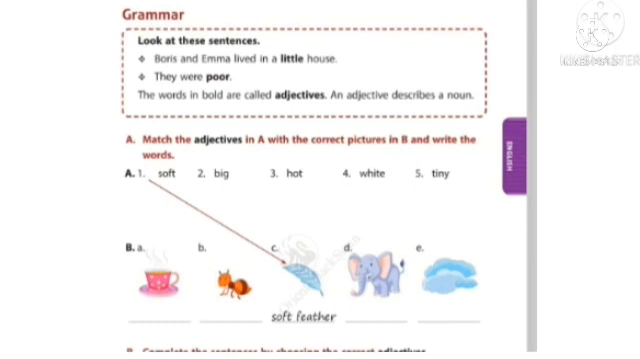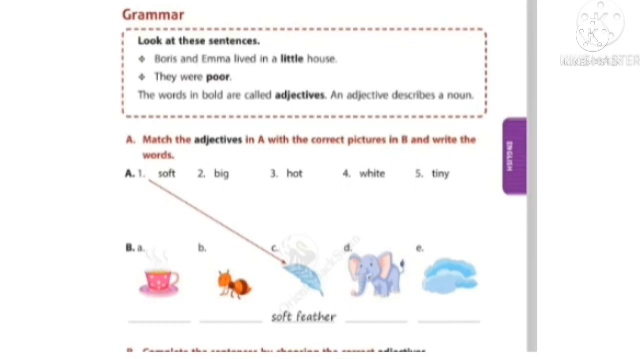See below, you can see exercise A. Match the adjectives in A with the correct pictures in B and write the words. In A, they are given the words: first one soft, second one big, third one hot, fourth one white and fifth one tiny. In column B, the first picture is a cup of tea, second one is ant, third one feather, fourth one D, elephant and fifth one E, clouds.